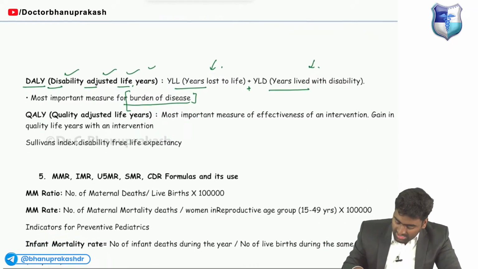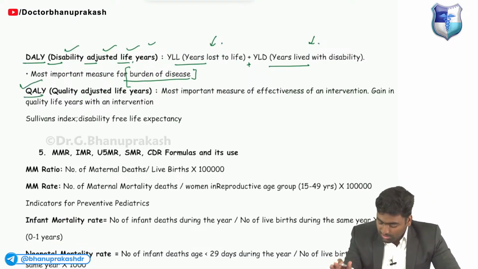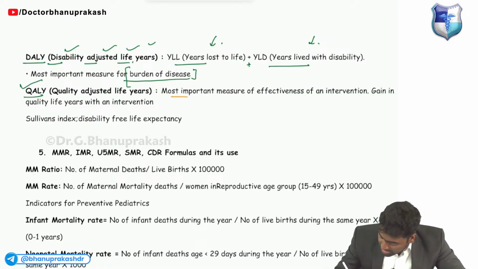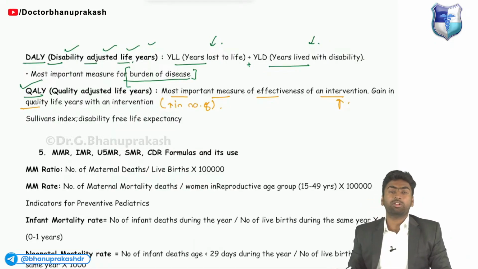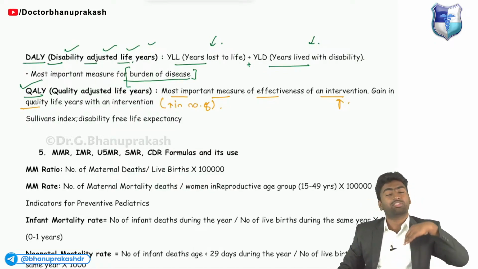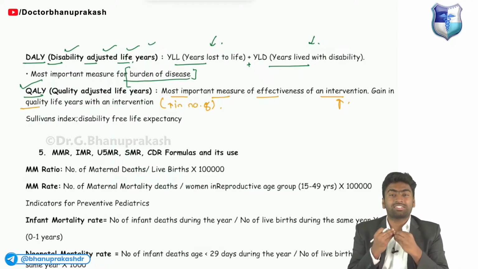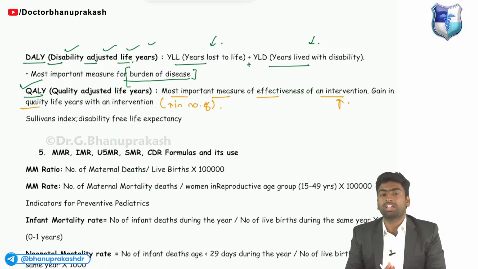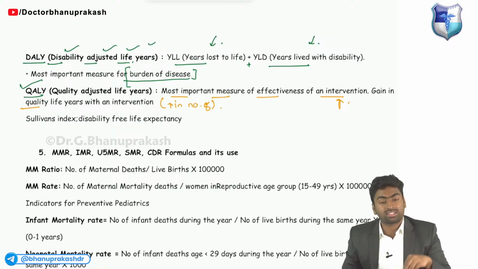Good, fine. Next, the quality adjusted life years. About quality adjusted life years, you need to know how many years have been gained after an intervention. For example, you diagnose a case of hypertension or diabetes early in life, and because of the diagnosis, you gave them drugs, and because of these medicines, the patient lives for 10-15 more years. So it is known as quality adjusted life years.